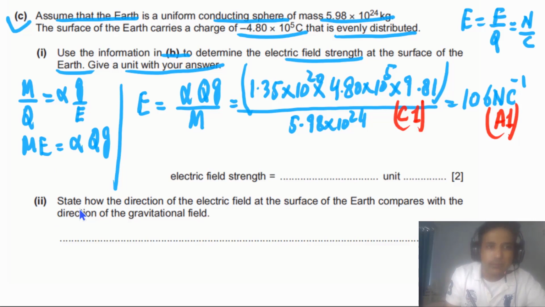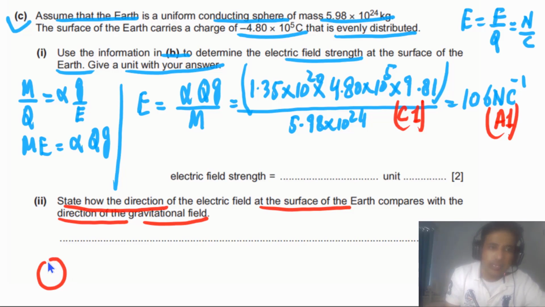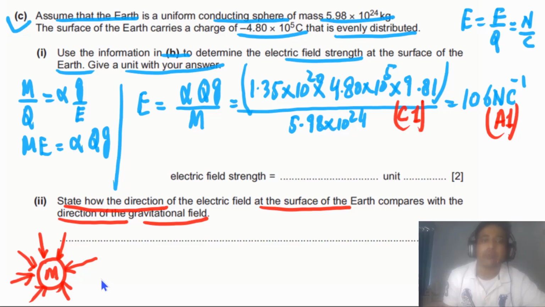For the second part, we need to state how the direction of the electric field at the surface of the earth compares with the direction of the gravitational field. So first of all, we can imagine this is our planet. So this is our planet, and the direction of the gravitational field is pointing towards the planet. So this is the gravitational field. So we are simply talking about M. Gravity is an attractive force.